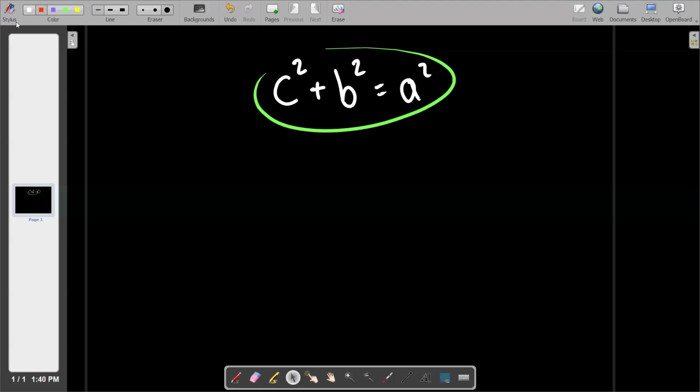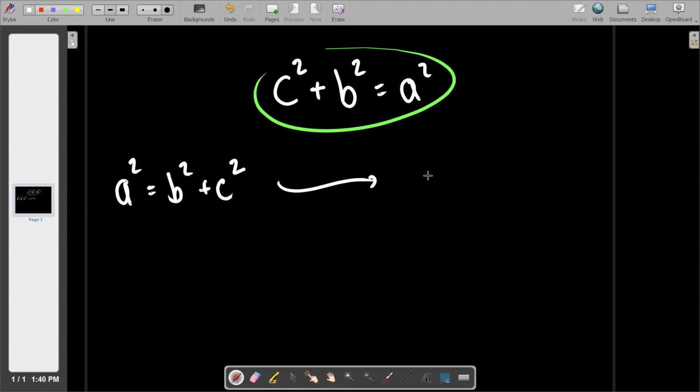And you'll remember you have this equation on your cheat sheet: C squared plus B squared equals A squared. So we're going to take that equation and modify it to allow us to solve for any one letter that we want. If I just leave it alone and switch the sides, I get A squared equals B squared plus C squared. And then if I take the square root of both sides, A can be found by doing the square root of B squared plus C squared.